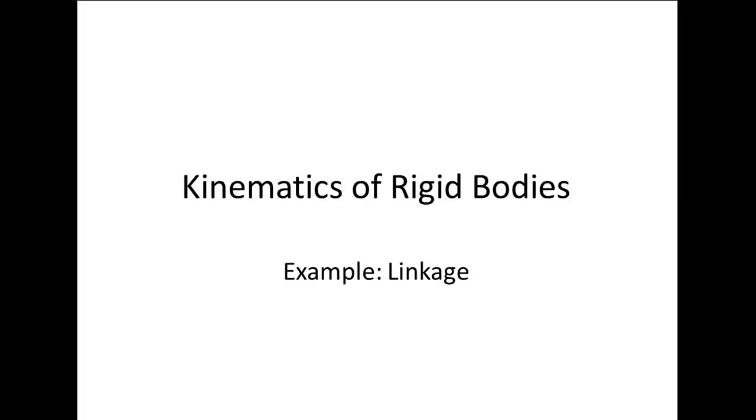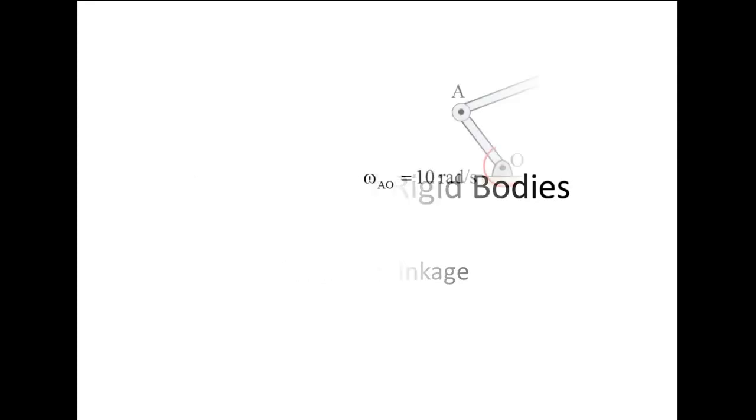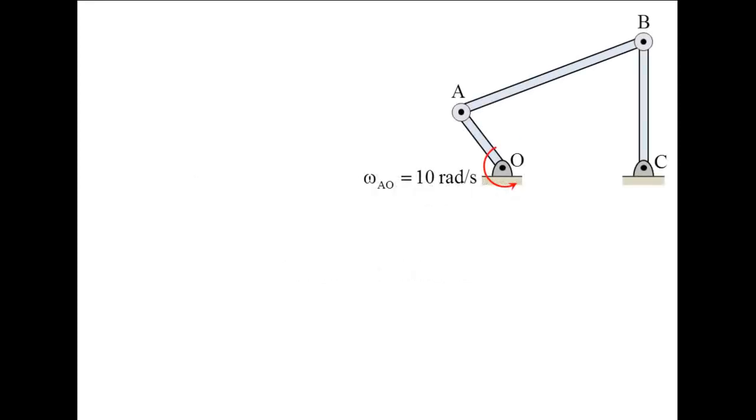In this example, we will examine a rigid body problem involving a linkage. In the linkage shown here, link AO rotates with a constant angular velocity, omega AO, of 10 radians per second in the counterclockwise direction.